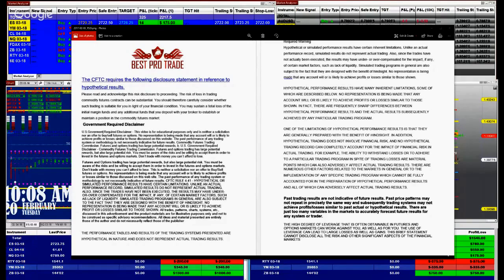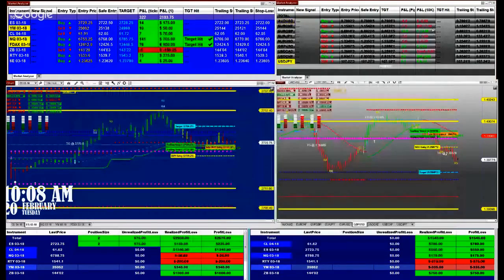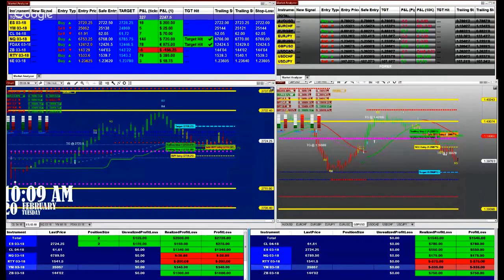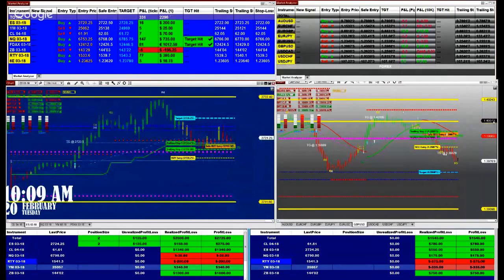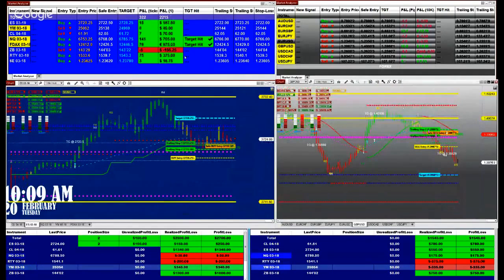Okay, we have to have a disclosure. Please read the disclosure. We have the futures market on the left corner, and Forex on the right corner. And then we have the charts with the fibs. And then we can see every market's entry, target, and trade. Then we see the signal, entry price, safe entry, the target, PNL, target hit, trailing stop, stop loss.